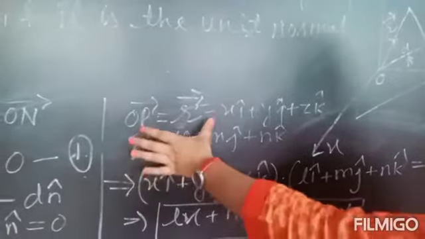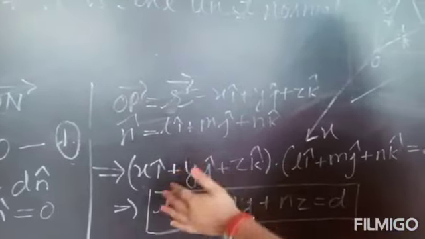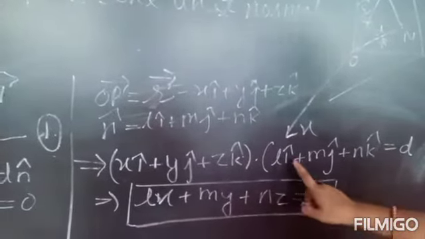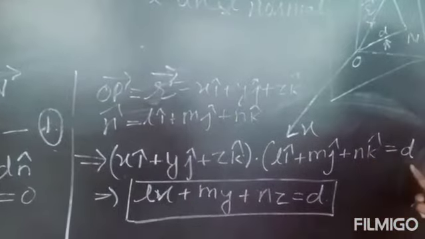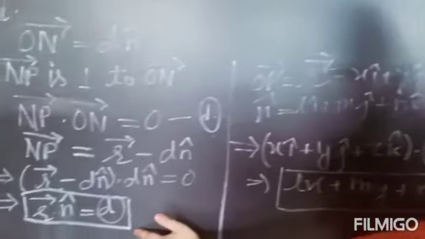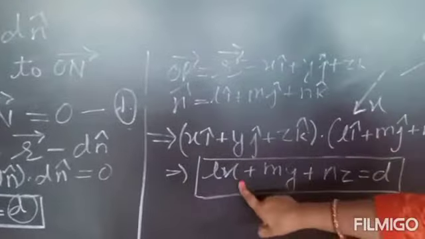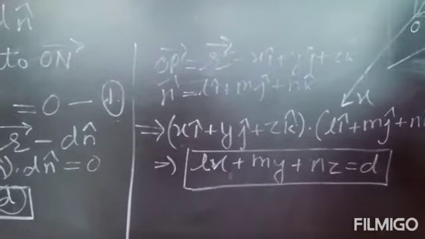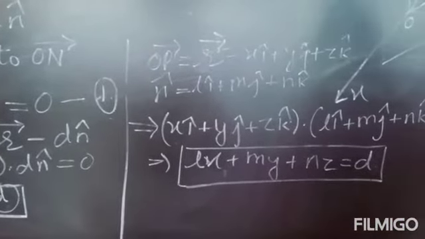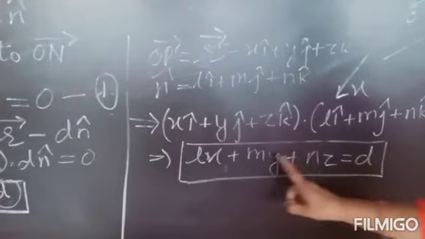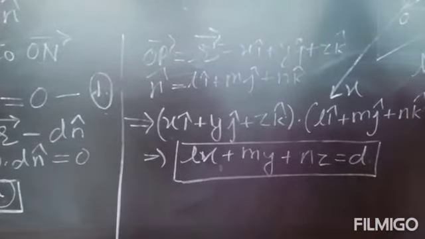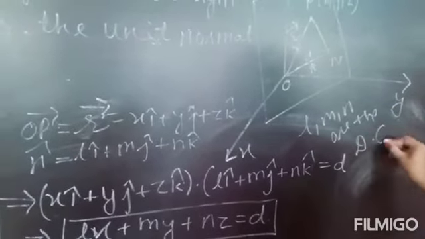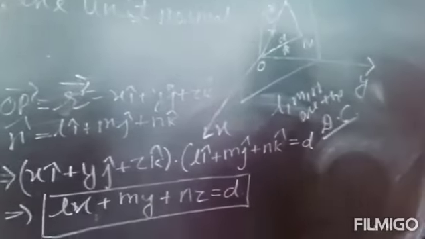So students, taking the dot product of these two, xi plus yj plus zk dot li plus mj plus nk is equal to d. Putting in these values in this equation, we have lx plus my plus nz is equal to d. That is the Cartesian form of this equation. So students, here l, m, n are the direction cosines we have studied in the previous video.